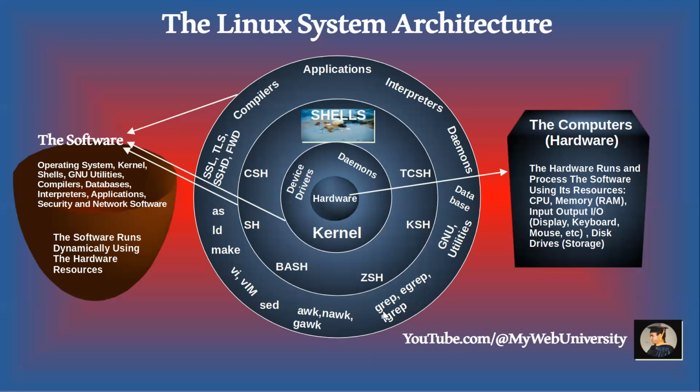grep stands for global regular expression print, and egrep stands for extended global regular expression print, and fgrep is fast grep or fixed grep, based on a string that you search for.